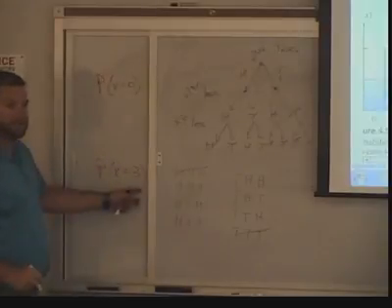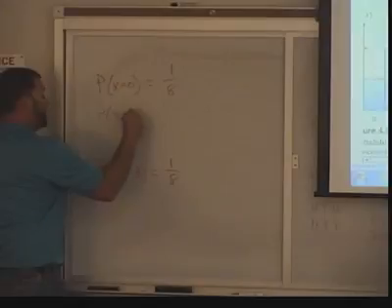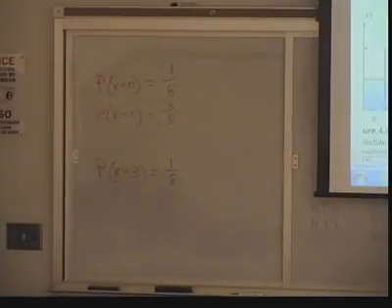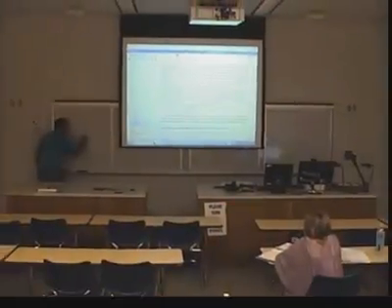So each of those would be 3/8. So the probability of getting exactly 1 head is 3/8. I think I said 3, 6. I meant 3/8. And the probability of getting exactly 2 heads is 3/8.